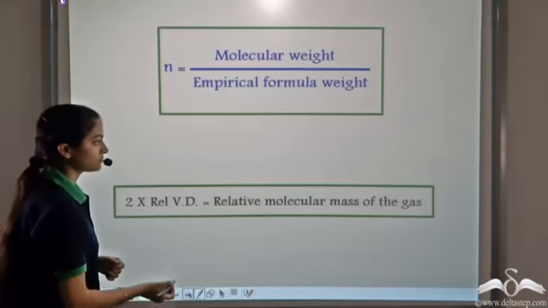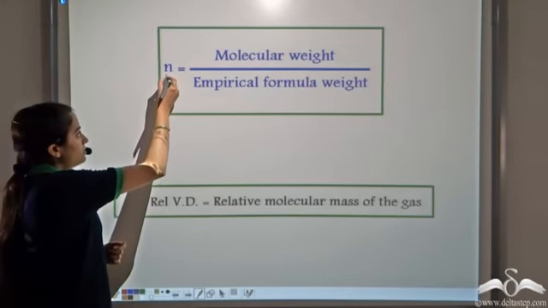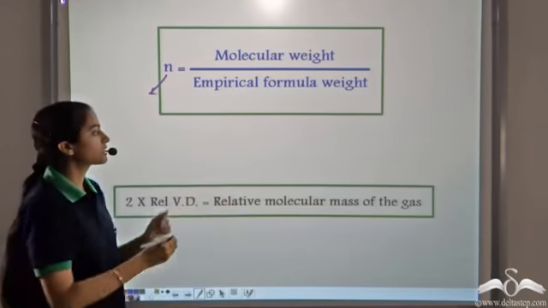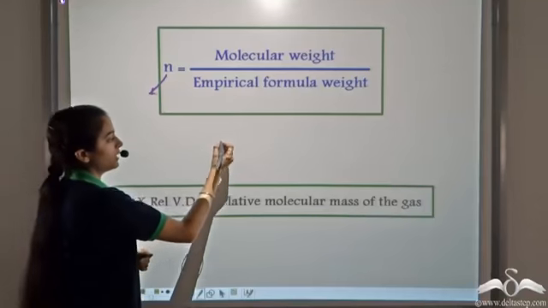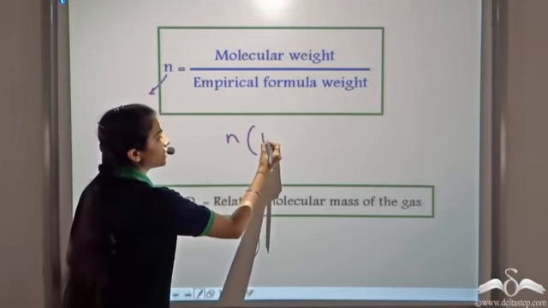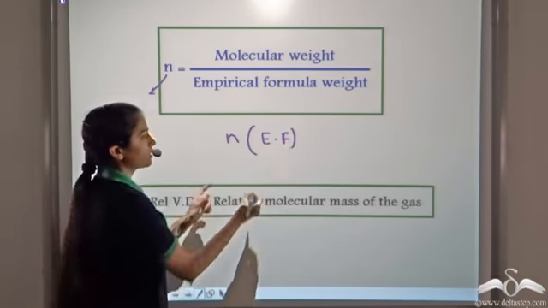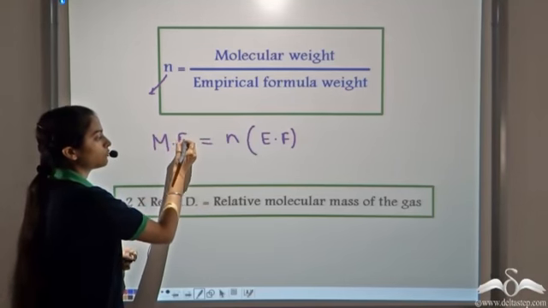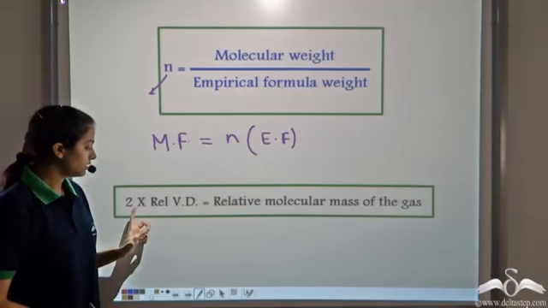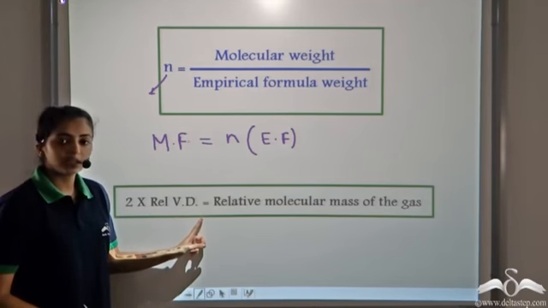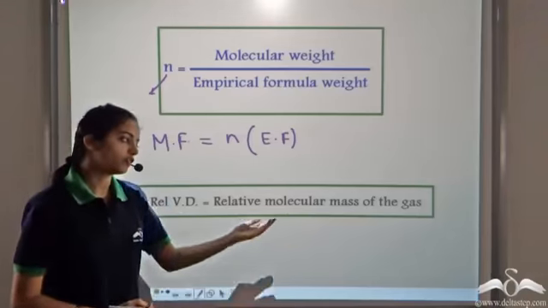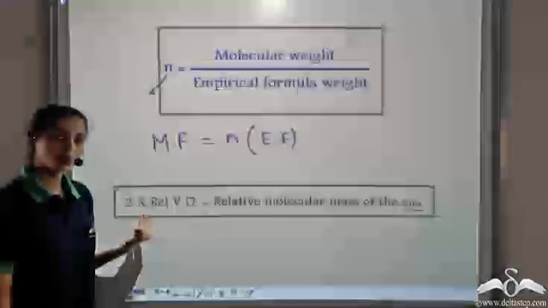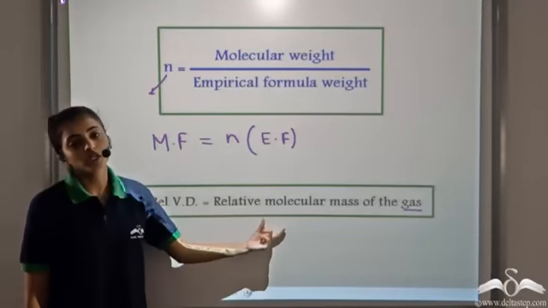So remember that this factor n, which is the molecular weight divided by the empirical formula weight, gives us the exact or the actual formula. When we multiply the empirical formula by this factor n, we get the exact molecular formula or the actual formula of the compound. And also remember that twice the relative vapor density is the relative molecular mass of the gas or any compound. So 2 times the relative vapor density gives us the molecular weight of the compound.